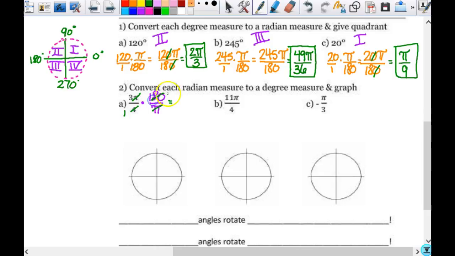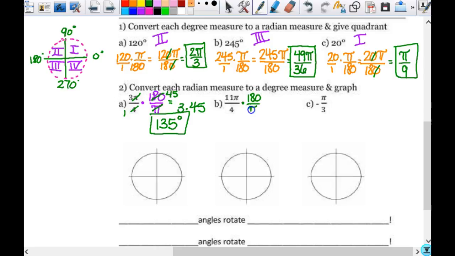4 goes into 4 once. It goes into 180 45 times. So you get 3 times 45. So 3 times 40 plus 3 times 5. And what do you get? 3 times 40 is 120. 3 times 5 is 15, so you get 130. Everybody okay with that?